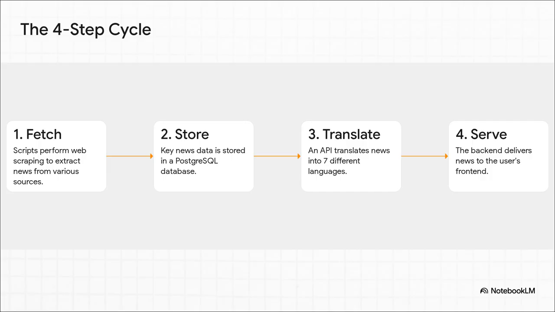First, some scripts automatically go out and scrape or fetch news from different websites. Second, all the important data from that news gets stored in a solid database. Third, a translation service gets to work, turning the news into 7 different languages. And finally, the backend serves up the right news in the right language to you, the user. Simple idea, but pretty complex to pull off.